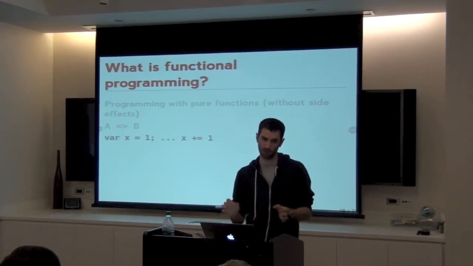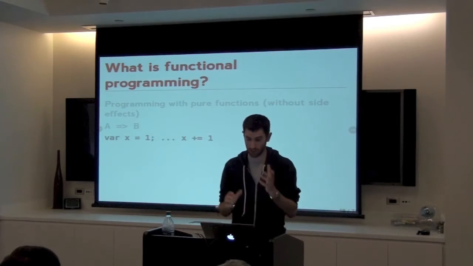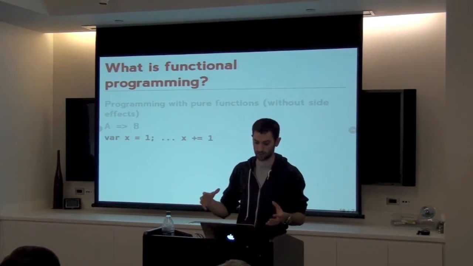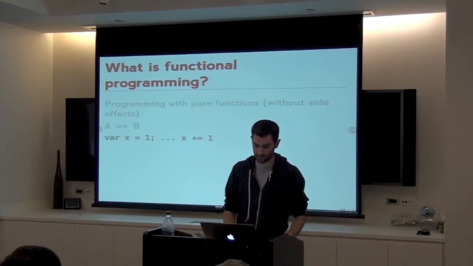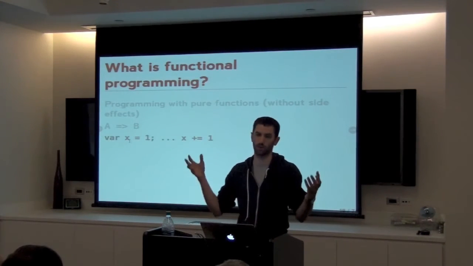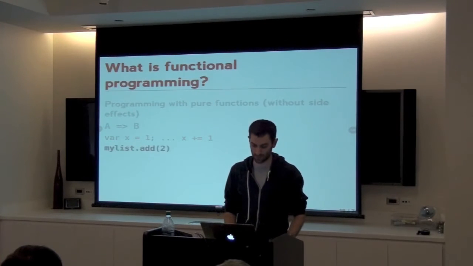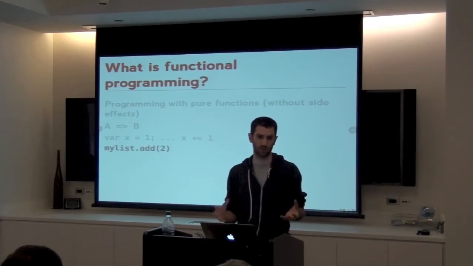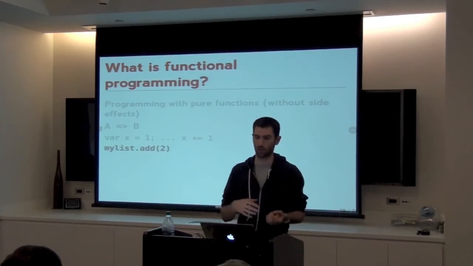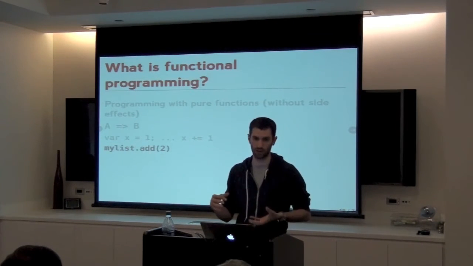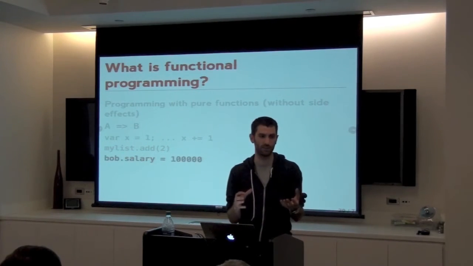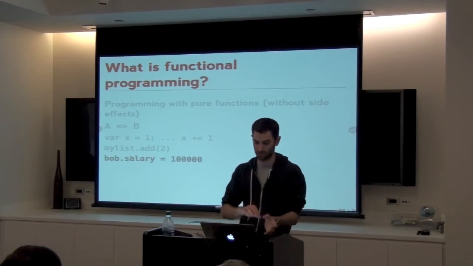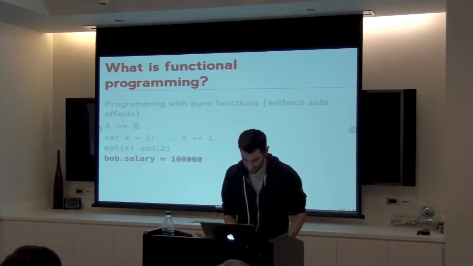Some things that a pure function is not allowed to do is mutate variables, because mutating things is something that's happening off to the side. We can't declare x equals 1 and then later increment it by 1. We can't modify a data structure, so we can't take in an ArrayList and then add to the ArrayList within the body of the function. We can't set a field on an object, so we can't just set Bob's salary to 100,000.